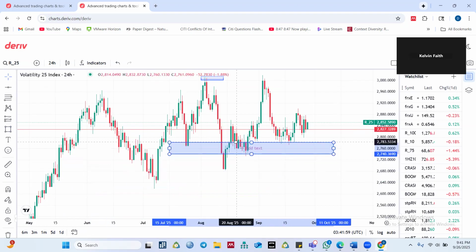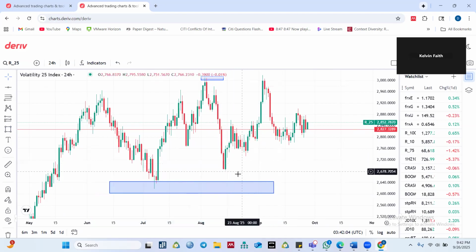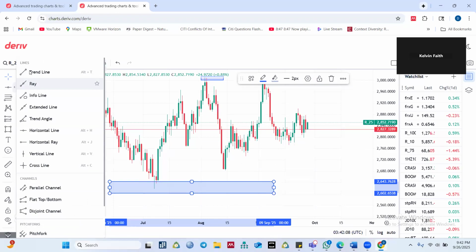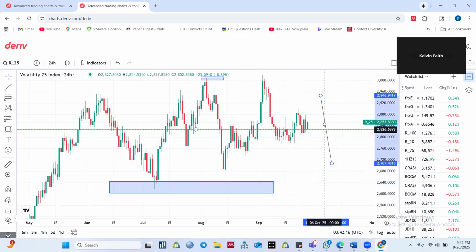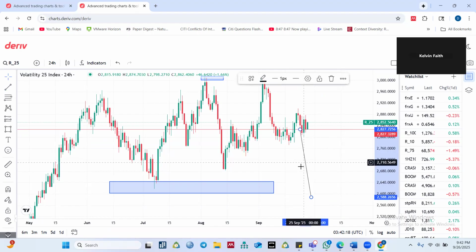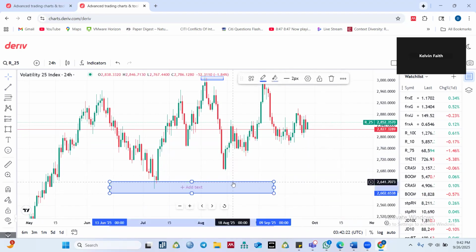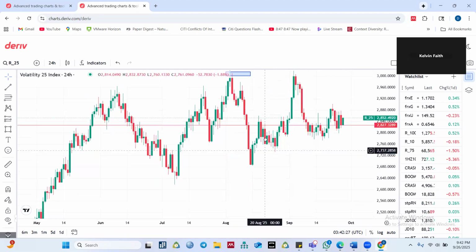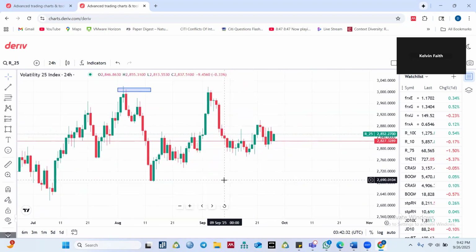The break of structure we have is an internal one. So let's see if that internal break of structure will help us to go bearish instead of going bullish. It's something that we have to see. What other thing do I see?